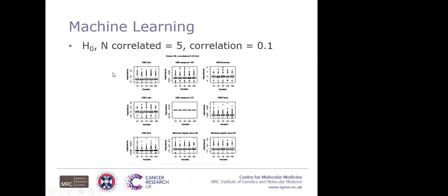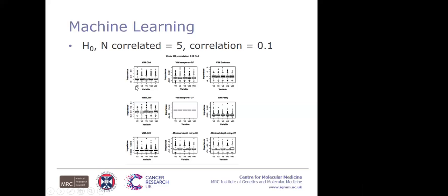And so in this case, I know these plots are difficult to look at because they're pretty tiny. This is under the null. We have 5 variables correlated with a correlation value of 0.1, so this is the weakest correlation condition. In each plot, we have a different variable importance measure. On the y-axis is the value of the variable importance measure. On the x-axis are the numbers of the different variables.